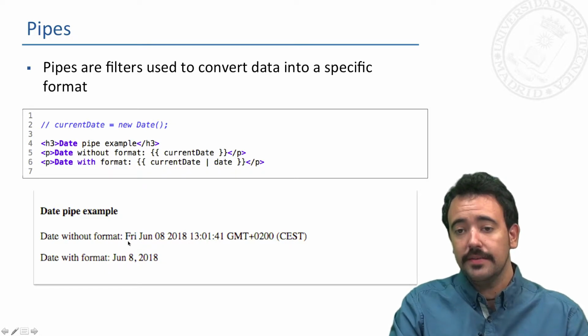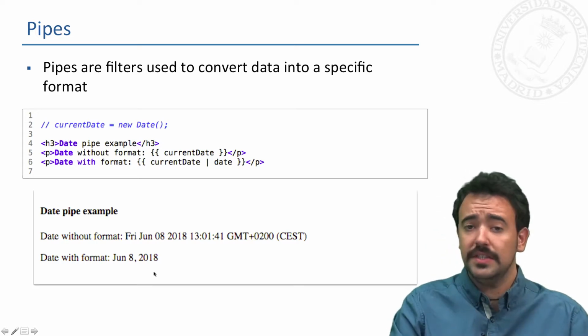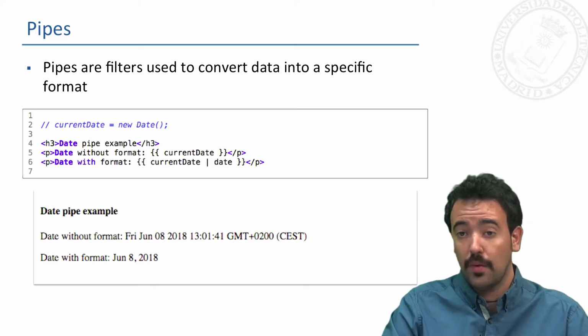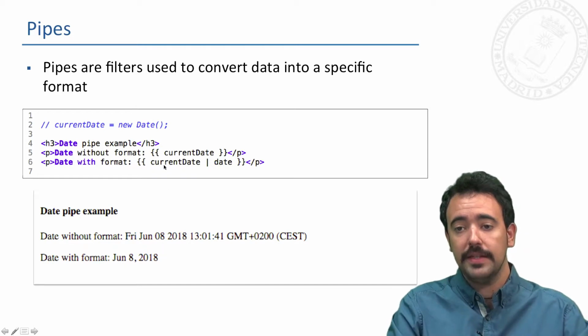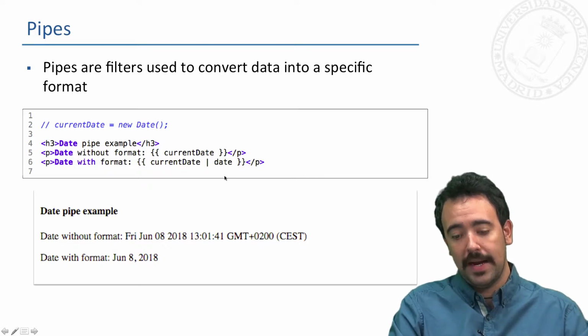So as you can see here, the default format of the date property includes a lot of information. But if I apply to it the pipe date, the filter date of Angular, it is displayed in this simplified format. Okay, this is basically the use of an Angular pipe. We put the property, and then with the pipe character, the filter we want to apply to the property.